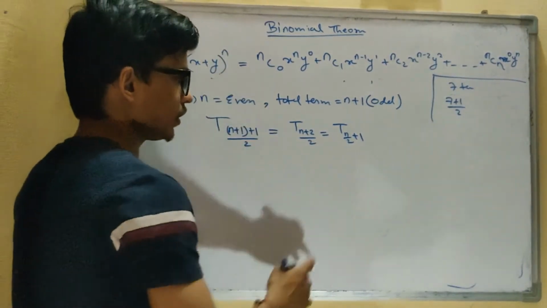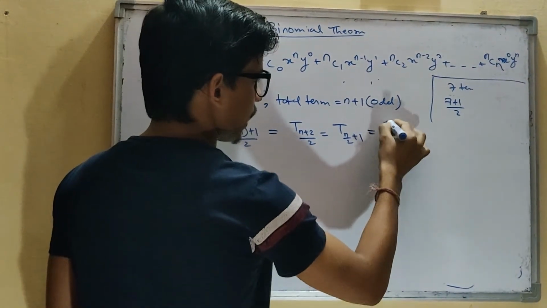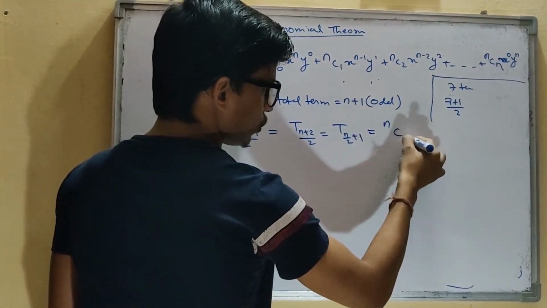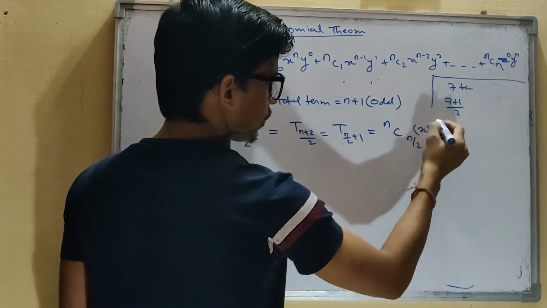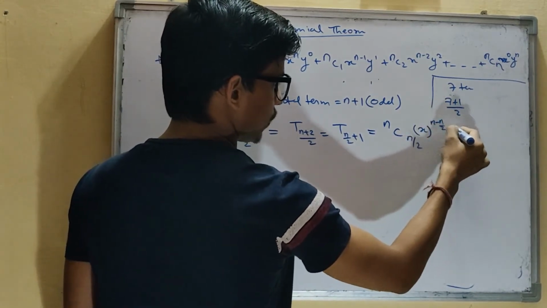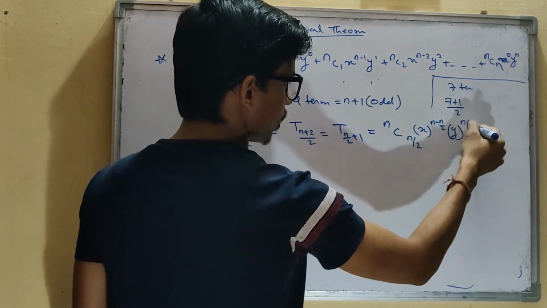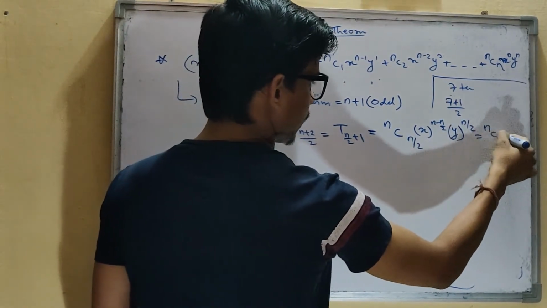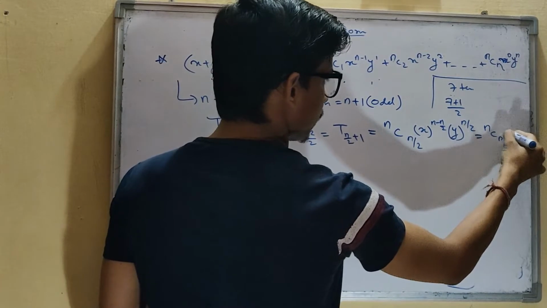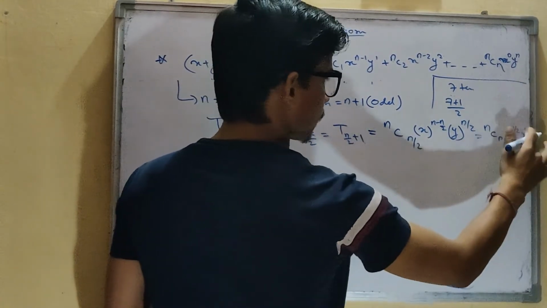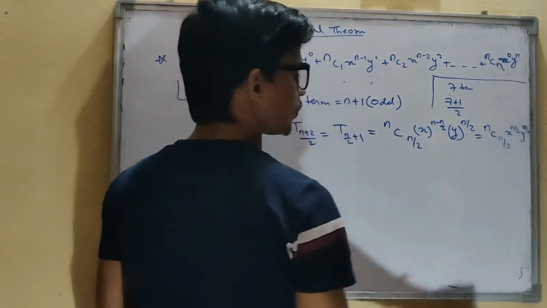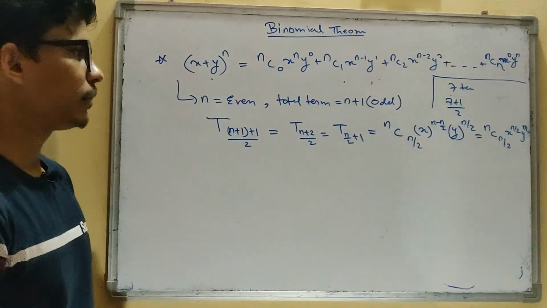So that is the only middle term, and the expansion could be like this: nCr. What is r? r is n by 2. So x to the power n minus n by 2, and y to the power n by 2. So it is simply nC(n/2), x to the power n by 2, and y to the power n by 2. Okay, so this is how you can calculate the middle term.